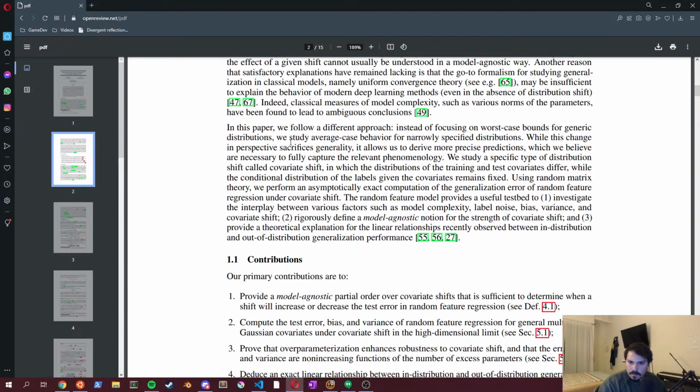All right. In this paper, we follow a different approach, instead of focusing on worst-case bounds for generic distributions, we study average case behavior for narrowly specified distributions. While this change in perspective sacrifices generality, it allows us to derive more precise predictions, which we believe are necessary to fully capture the relevant phenomenology. We study a specific type of distribution shift called covariate shift, in which the distributions of the training and test covariates differ, while the conditional distribution of the labels given the covariates remains fixed.